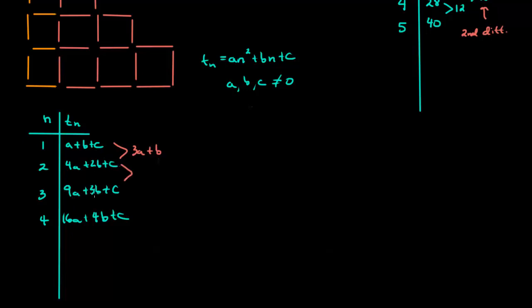If I did 9a plus 3b plus c minus 4a plus 2b plus c, I would get 5a, because 9a minus 4a is 5a. 3b minus 2b is just b. And I would have c minus c, which is 0. And then I would have 16a minus 9a, which is 7a. 4b minus b is just b. And c minus c is just 0.